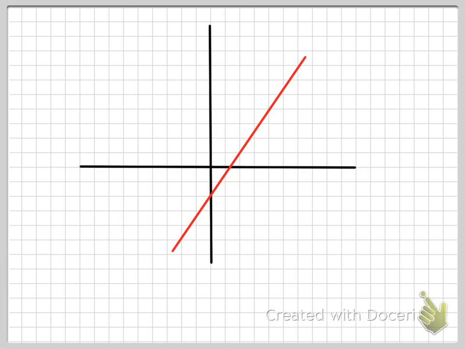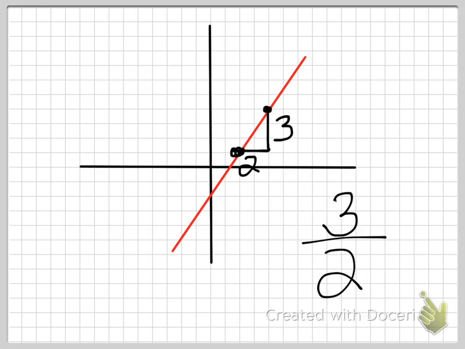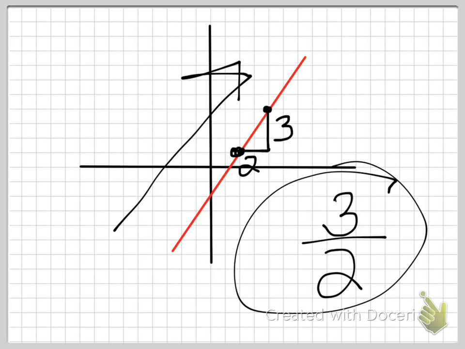The next one's similar. You'll notice in this case we don't have points labeled nicely for us, so we just want to find some points where it crosses nicely. So I'm going to go ahead and use this point right here, and it looks like this point there, and draw my triangle. So now up and down it looks like it's climbing 3. In this case it's running 2. So once again I have the same thing, 3 over 2. But this one is going uphill from left to right, so it's going to be a positive slope in the end.